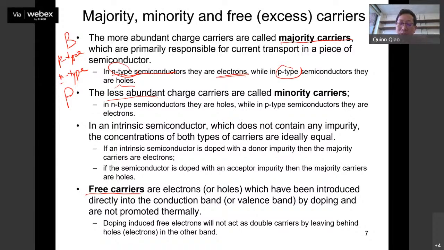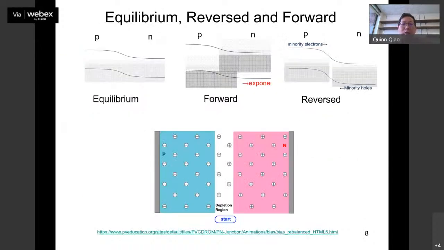Even if you dope the electrons. When you dope electrons in the silicon, the doped electrons will stay in the conduction band. These are also free electrons. Okay, so if you think about all solar cells, it is actually a diode, right? The solar cell is basically a diode, but it has a photocurrent added to the diode.